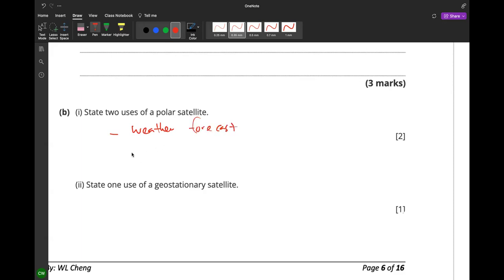What is the other one? What are they doing when they're on the top? Taking what? Satellite is taking what? Picture, correct. Taking the images on the surface of the Earth. Taking images of the Earth's surface.